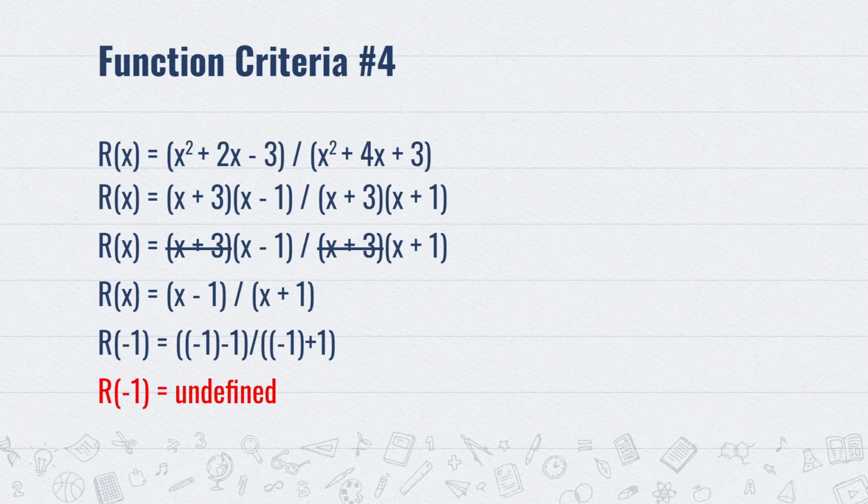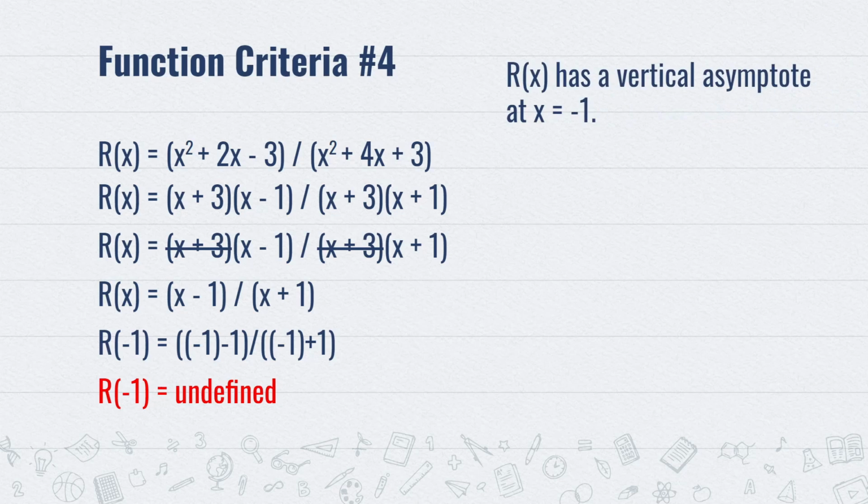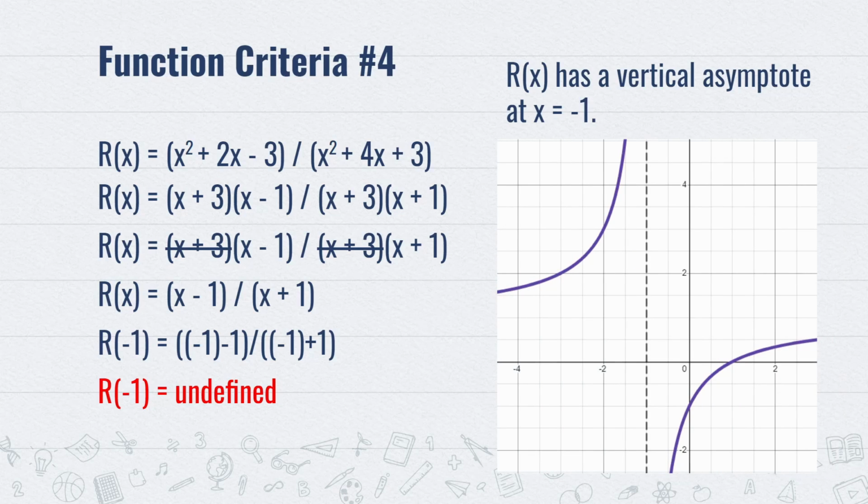Now, what x value makes our function undefined? Did you say negative 1? Very good! Therefore, there's a vertical asymptote there. Don't believe me? Well, here's a graph to prove me right. This dotted line shows the vertical asymptote at x equals negative 1.